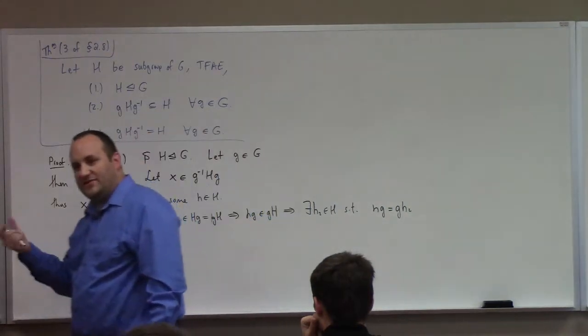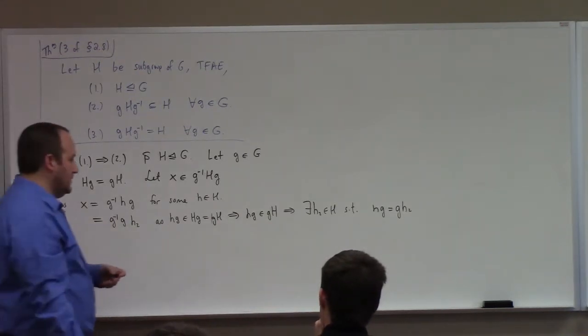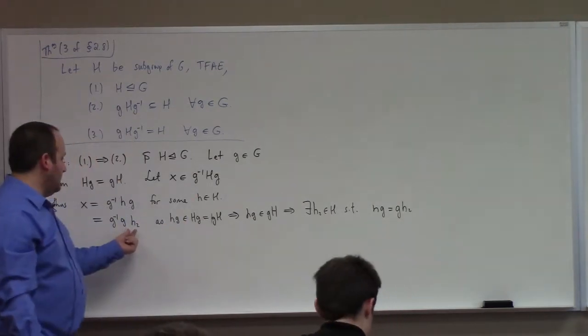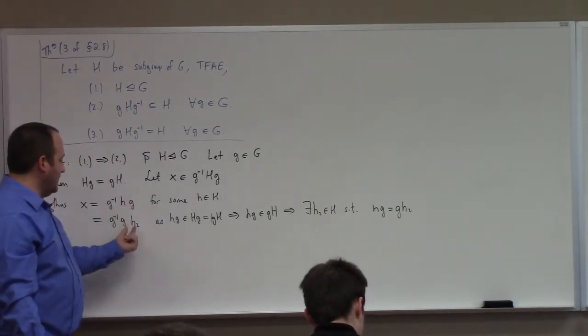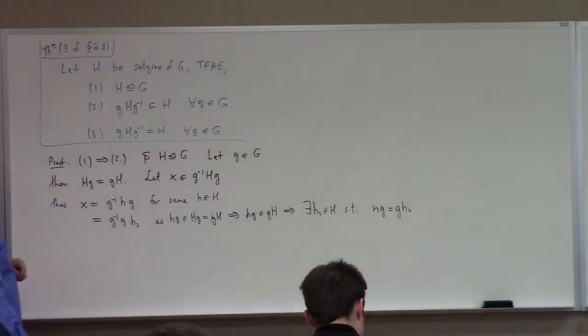I cannot say that hg is equal to gh. That's not what equality of these cosets gives me. It gives me the existence of some other element h2 which commutes with g. I have equality of the sets, I don't have equality of the elements necessarily. So I have to run through this idea. I can commute g and h, but not quite. I have to trade it for a different element of H, according to the definition of coset.